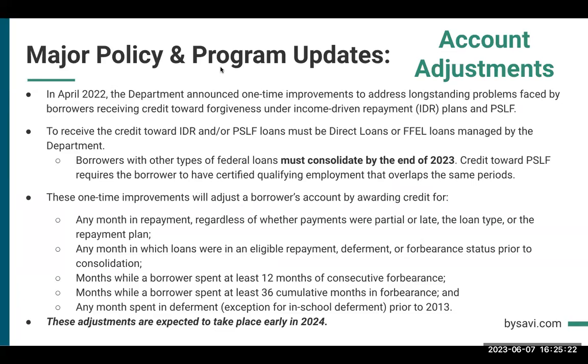In addition, they're going to be giving you credit for some forbearance and deferment periods. So if you were a borrower that was in forbearance for at least 12 consecutive months or 36 cumulative months, you're going to get credit for all of those months where your payments were paused. Those periods will be marked as in repayment and added towards your total.